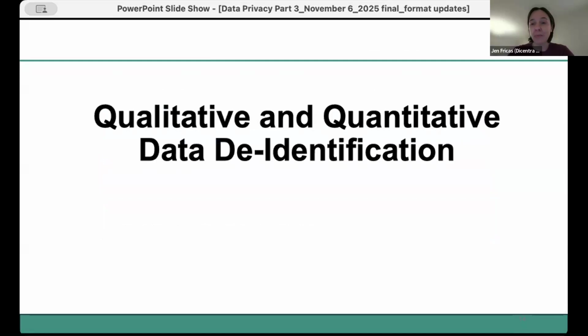Good afternoon, everybody. Welcome back. So I'm going to start by talking about qualitative data de-identification. Before we move to the next slide, I want to give a brief reminder of what qualitative data is. We often think about data in terms of numbers, which is quantitative data, but we use qualitative data as well, which is narrative, people's words, the things that they say when we're interviewing people or having a listening session. So when we say qualitative data, we're referring to that narrative and word-based data. Okay, next slide.